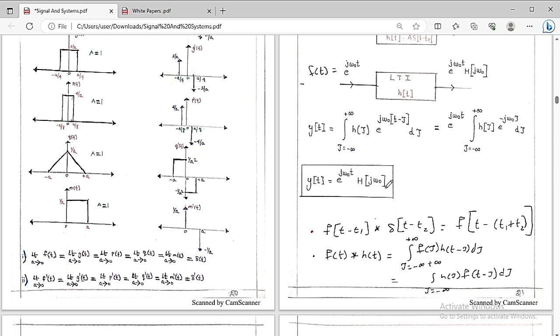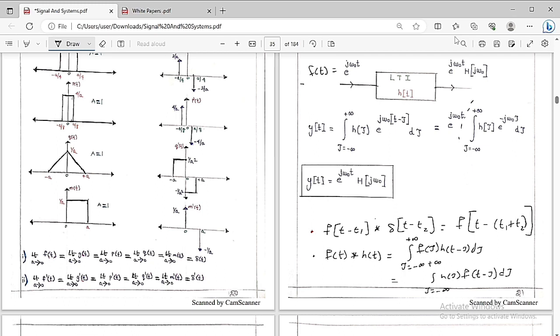We can write here h of j omega naught. So y of t is nothing but e to the power of j omega naught t into h of j omega naught. Therefore we can say this is a complex number. Finally you are going to get a complex number, h of j omega naught. Sometimes some books will write h of omega naught also. It is up to you, whatever you think, and it is the same. Basically it is a complex number.